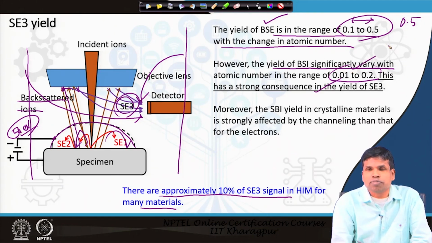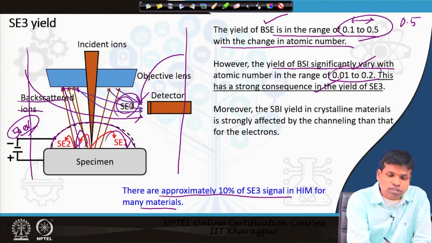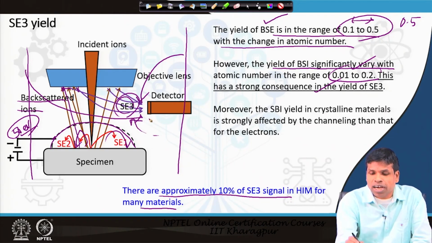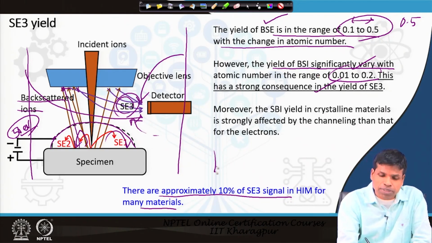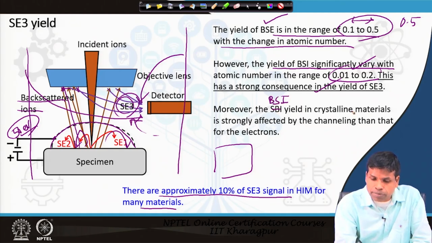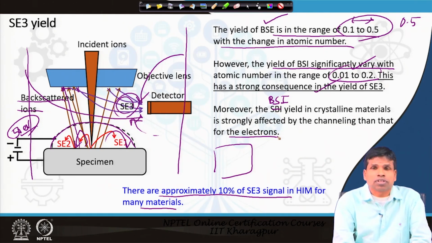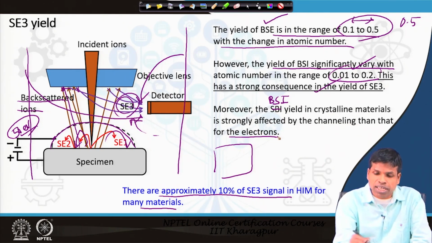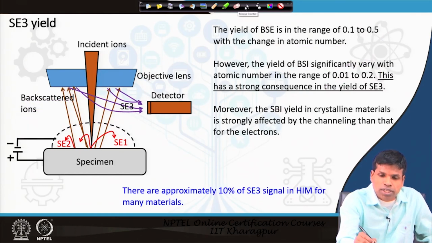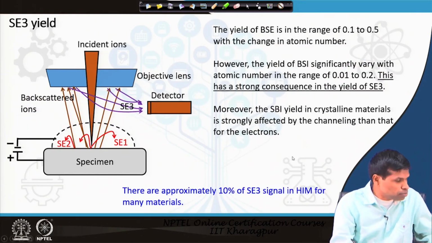So, as this varies quite widely, we can use SE3 electrons for imaging purpose to also tell there is a difference of atomic number in my specimen, how the distribution of higher atomic number material and lower atomic number material is present in my specimen. Moreover, backscattered ion yield in crystalline material is more strongly affected by channeling than that for electrons. So, as we have studied EBSD, electron backscattered diffraction pattern, similarly the channeling contrast can also be obtained using backscattered ions, as we get in case of scanning electron microscope.